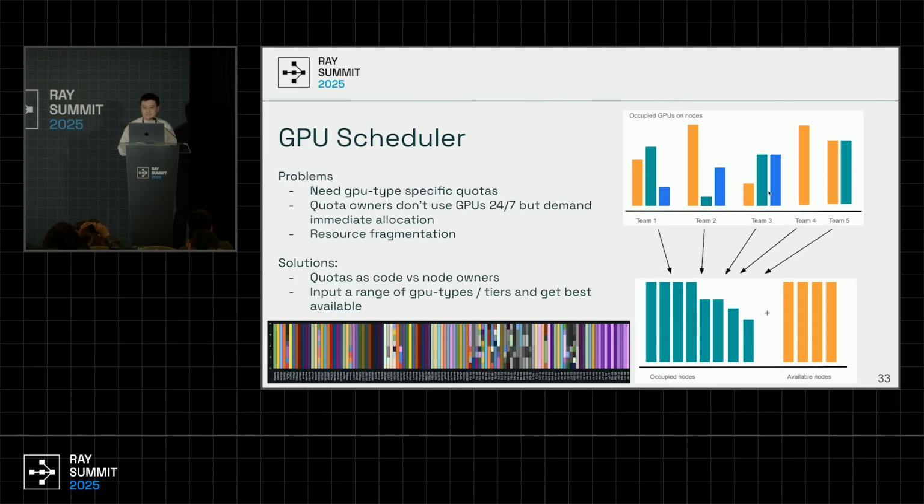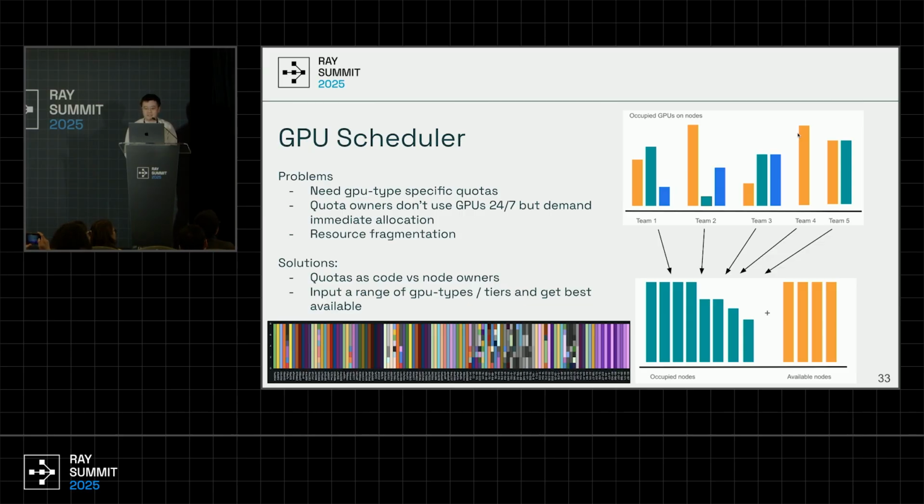So now let's discuss the GPU scheduling challenge. We were facing several critical problems. First of all, teams need quota for specific GPU types. For example, the model research team might need H200 for training, while an inference team wants L40S. And a generic NVIDIA GPU quota just doesn't work.